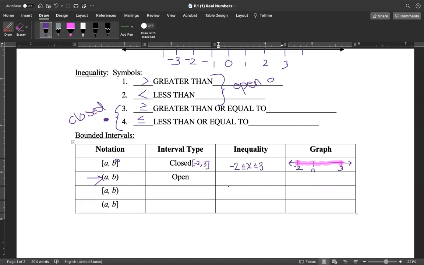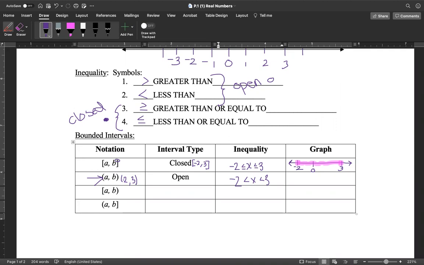All right, so I'm not going to graph the others, but we will write the inequalities for them. So the open, I will use the values -2 and 3 again. So it would be -2 less than x less than 3. Okay, so that's if we're doing -2, 3. All right, and that is considered to be completely open. That's an open interval because both sides have open circles.